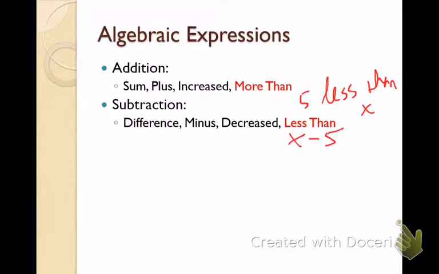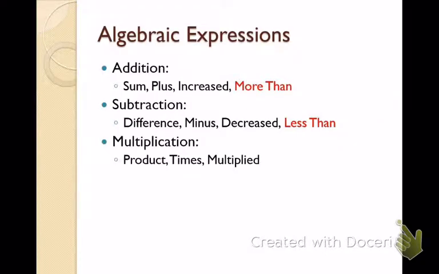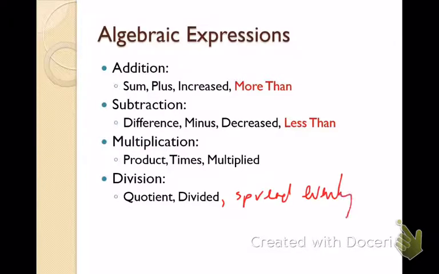Now in subtraction, the order does matter. And so X minus 5 is very different than 5 minus X. And so when you see the phrase less than, you definitely need to flip-flop the order. Okay? How do you know when you're supposed to be multiplying? If you see the words product, times, multiplied, or I'm going to add the word per in here. If you see the word per, then that's going to trigger multiplication for you as well, and I'll show you an example of that in a minute. Division. We know that we're going to be dividing if you see the word quotient, divided, or spread evenly, right? That kind of thing.